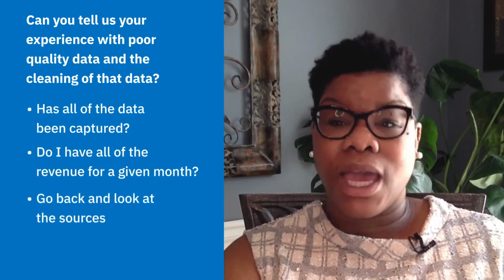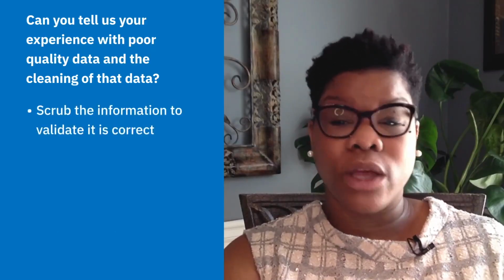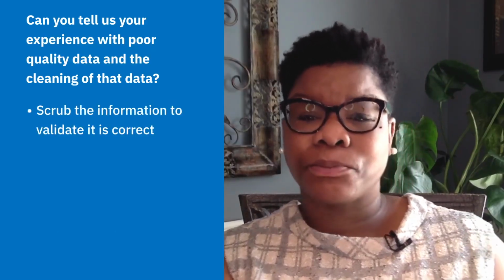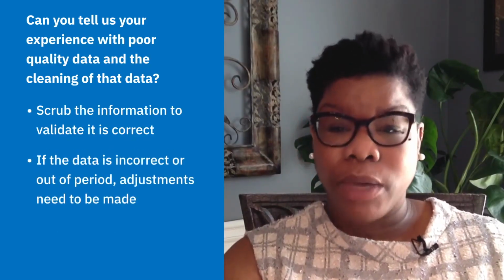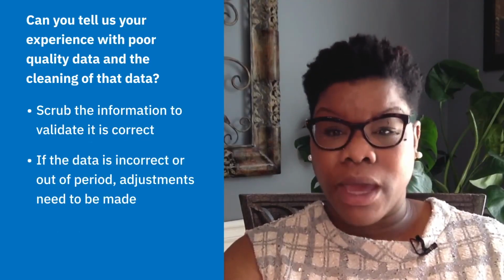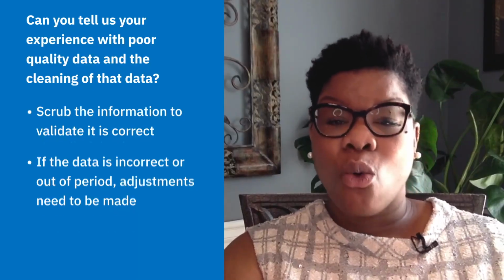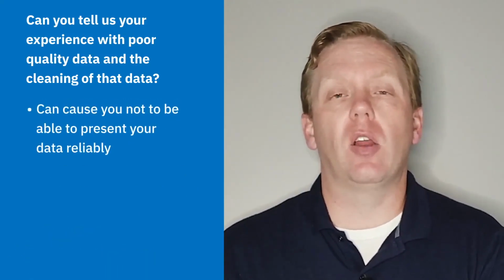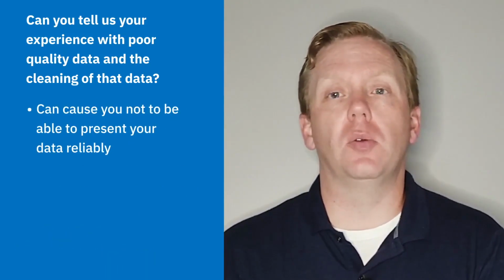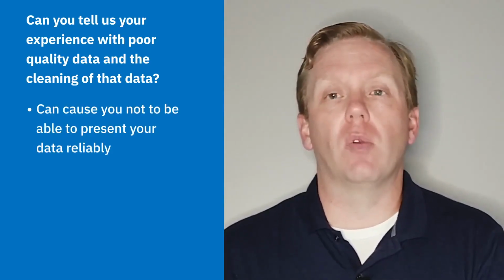Then you have to go back and look at the sources, scrub that information to validate that what you're seeing is correct. And from an accounting perspective, if that data is incorrect or out of period, then adjustments need to be made to the general ledger, which houses the data to properly reflect what's happening. Poor data quality can really come into play and cause discussions that don't need to be happening. They can cause you to be second guessed. They can cause you to not be able to be firm and present your case and your data reliably.